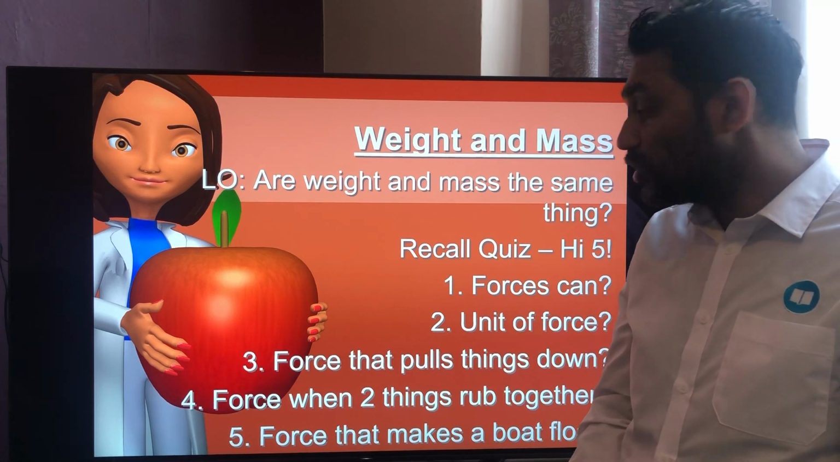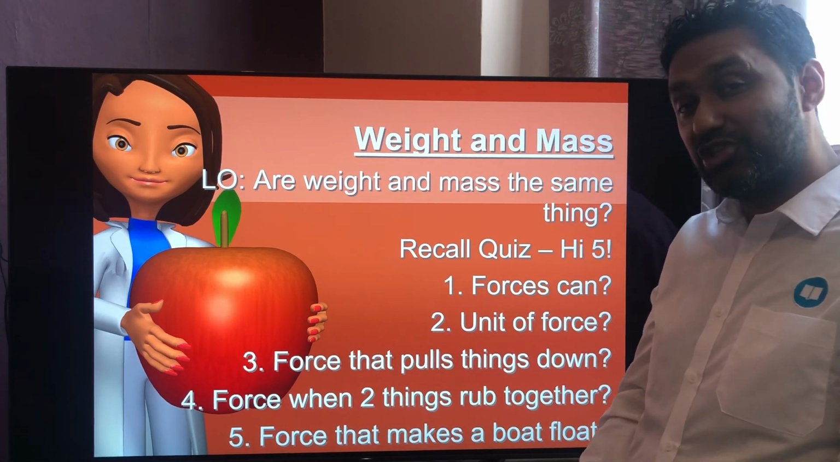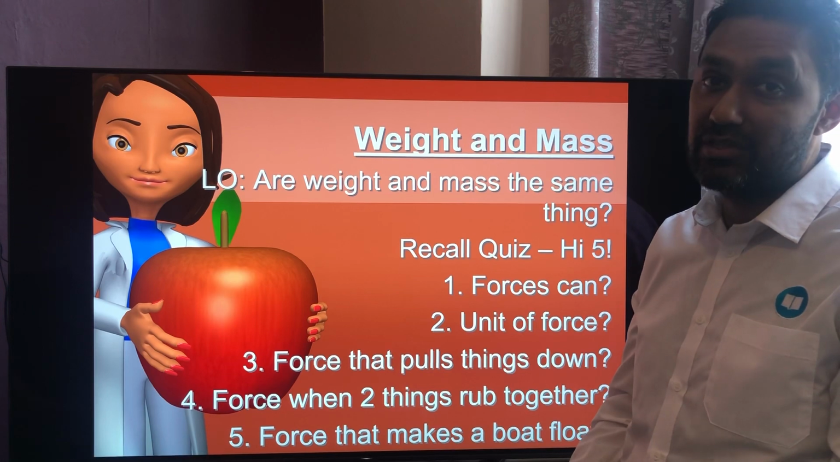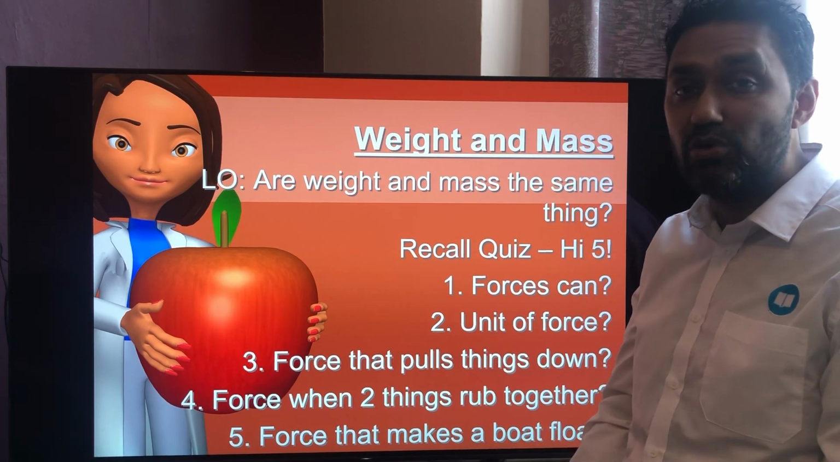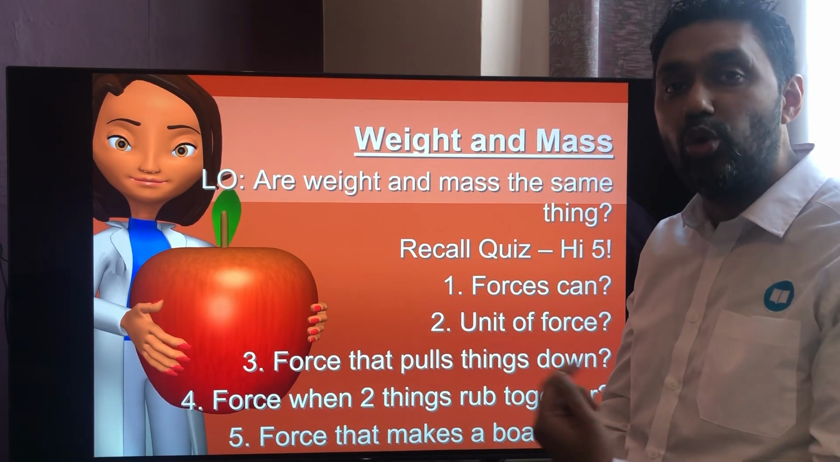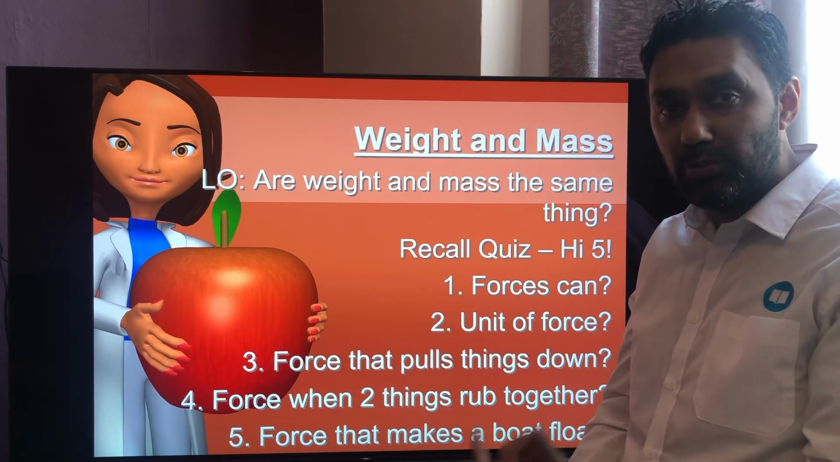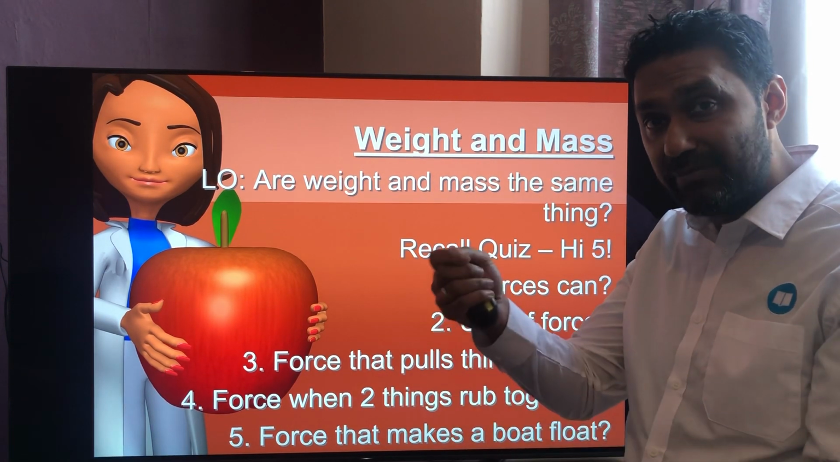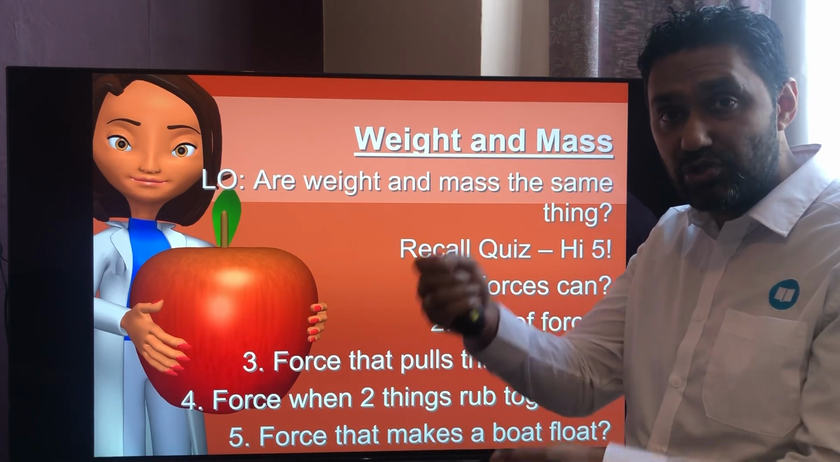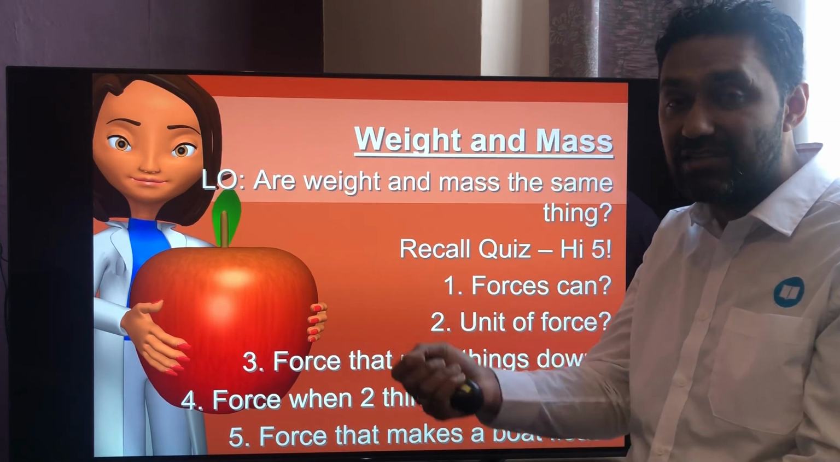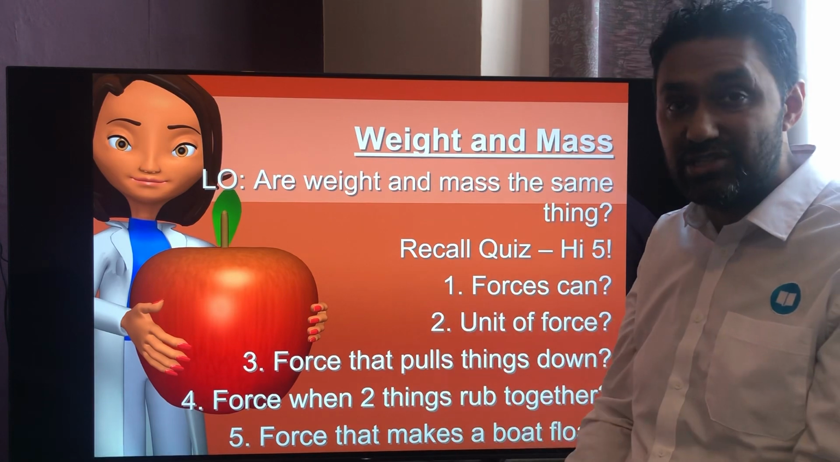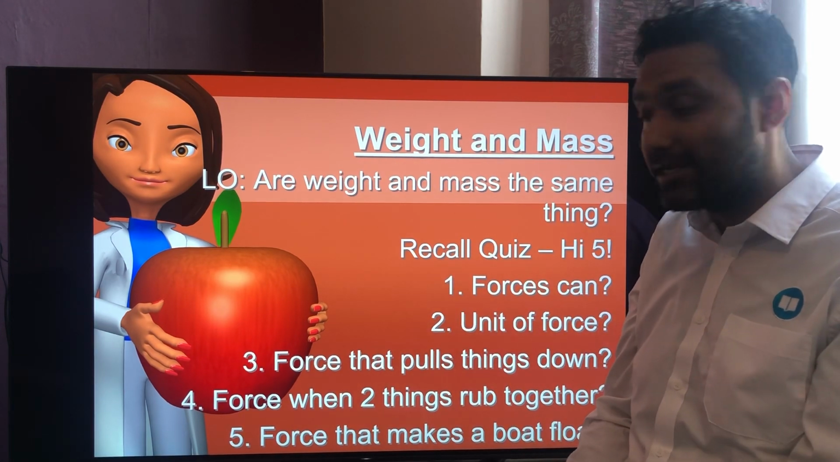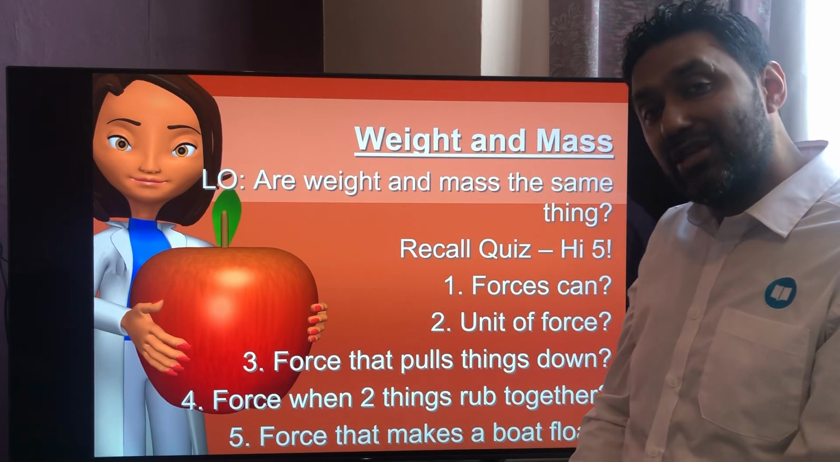So the answers to question one, what can forces do? This wasn't a one-word answer. There's the obvious one you learn at primary school: forces can either push or pull, but there are some other things they can do as well. If you get a push and pull at the same time, you'd get a twisting force or a turning force. The scientific word for a turning force is a moment, but we'll come back to that later.